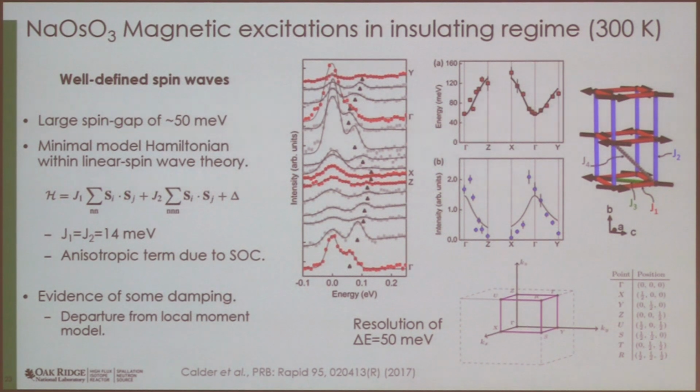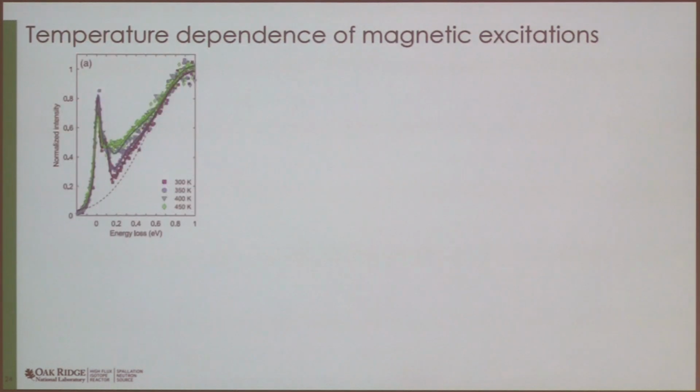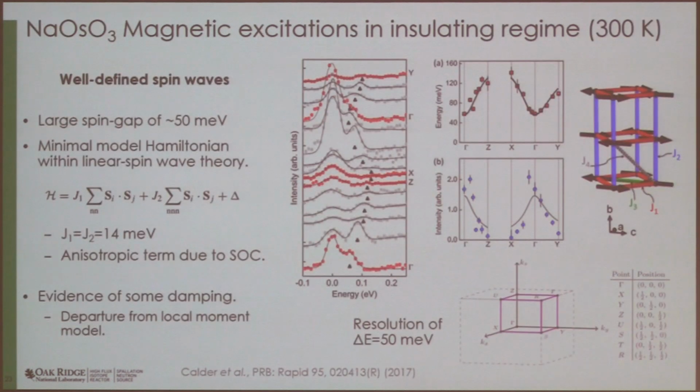And there is some indication that we have a departure from this local moment model. As you go from the zone center out, you see a little bit of a broadening of the excitations, so a little bit of dampening of the excitations. Okay, so this was at 300 Kelvin, well within the magnetic regime.